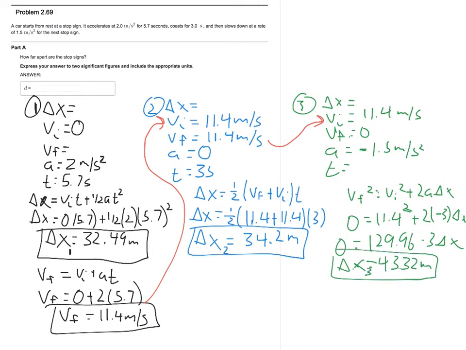I'm now going to go ahead and simply add up all my displacements, 32.49 plus 34.2 plus 43.32.